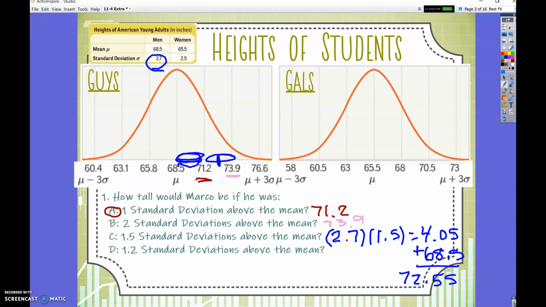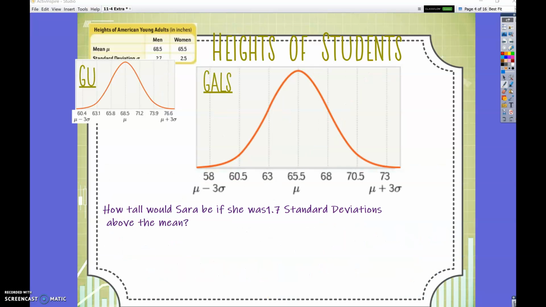We can do the same thing now with this formula when we know he's 1.2 standard deviations. We want each standard deviation is worth 2.7 inches. We want 1.2 of those, which gives us 3.24 inches. We will add that to our mean of 68.5, and that gives us Marco at a height of 71.74 inches tall.